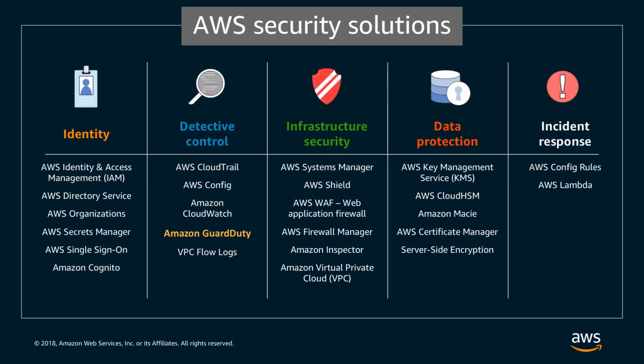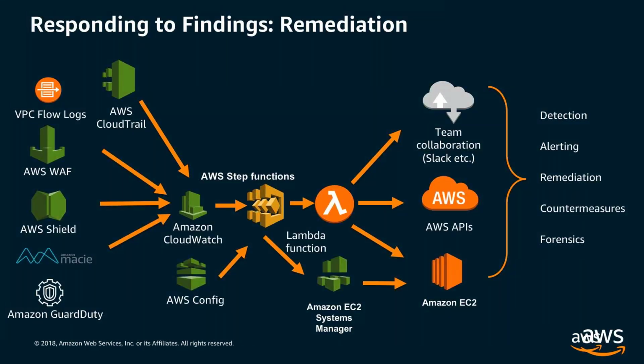Now, if we look all the way over on the right, we see incident response, right? We see AWS Config rules and we see Lambda. We see some interesting things here. How do we deal with this? Well, we've got all these things over here at the far left. We've got VPC flow logs, we've got AWS CloudTrail, AWS WAF logs now, Shield, all of these things over on the far left, and those are great, and we definitely want to have those things.